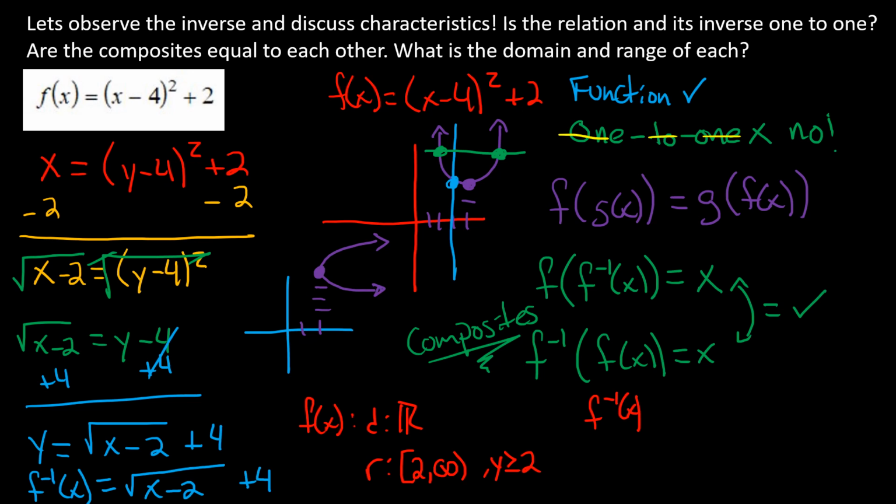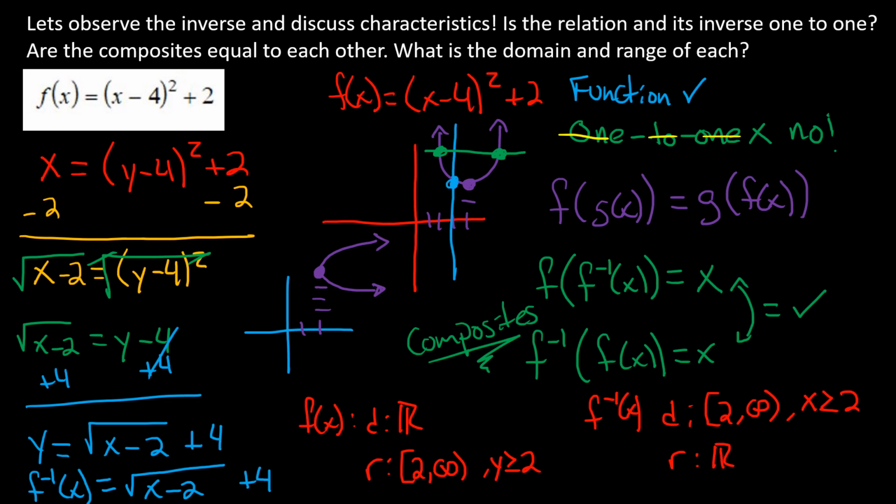So our domain for the inverse, how far left or right? Well, I don't go all the way to the left. It stops here at 2. We would go from 2 to infinity, or in other words, x is greater than or equal to 2. For the range, we're going to go forever up and forever down. So that would be all real numbers.